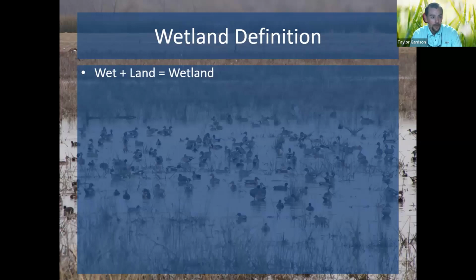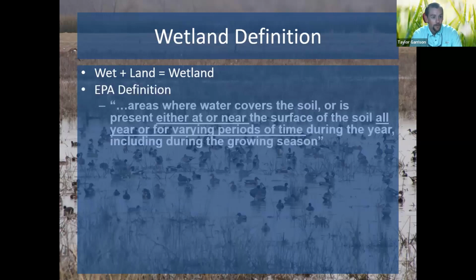But no, there are actually a few definitions out there, and I chose one from the EPA. As a government employee, I'm required to use acronyms. So the Environmental Protection Agency defines a wetland as areas where water covers the soil or is present either at or near the surface of the soil all year or for varying periods of time during the year, including during the growing season. So wetlands do not have to be wet 24/7, 365 days a year. They can be wet only for a portion of that, and that will have a strong influence on what type of wetland it might be.